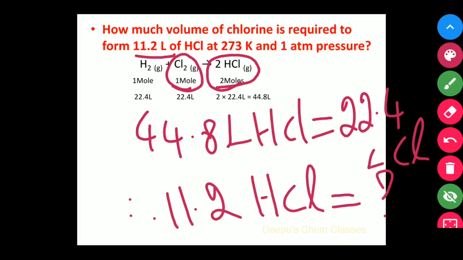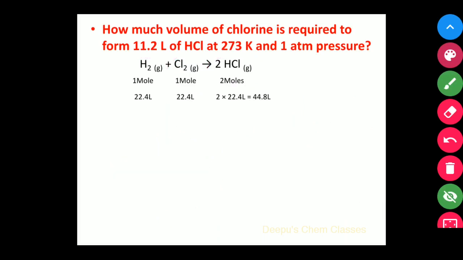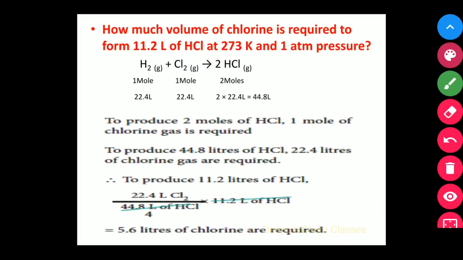Cross multiply these two values, 11.2 into 22.4, and bring this 44.8 under division. If you simplify this value, you get 5.6 liters.